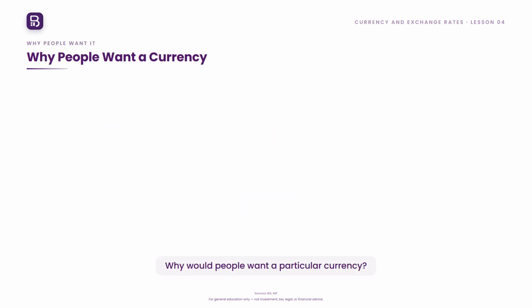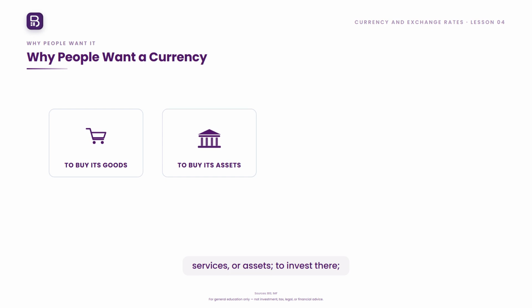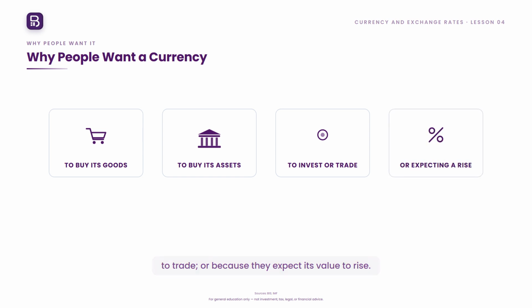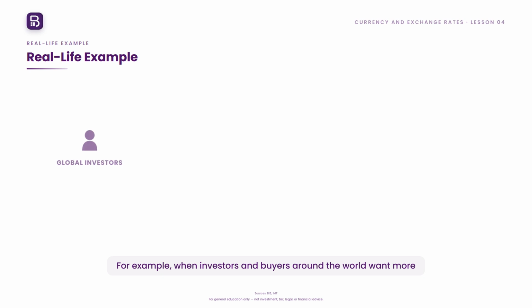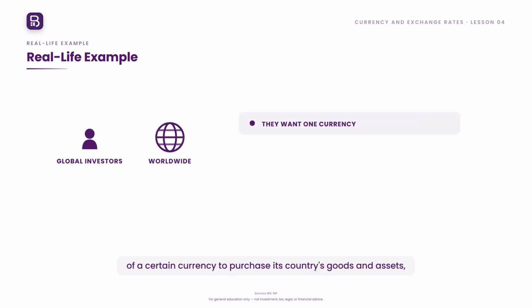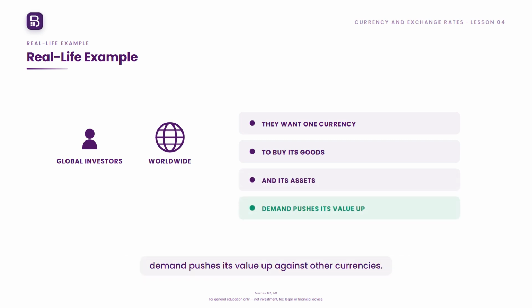Why would people want a particular currency? To buy that country's goods, services, or assets, to invest there, to trade, or because they expect its value to rise. All these create demand for the currency, which must be bought using other currencies. For example, when investors and buyers around the world want more of a certain currency to purchase its country's goods and assets, demand pushes its value up against other currencies.